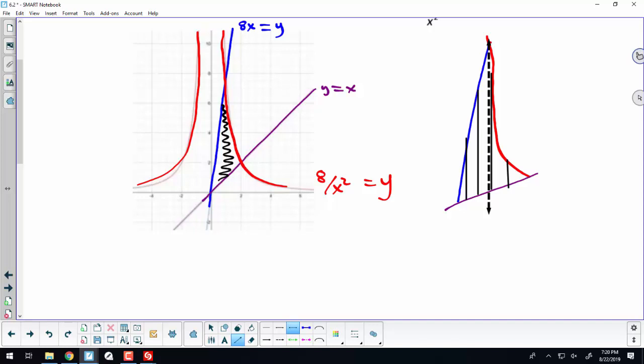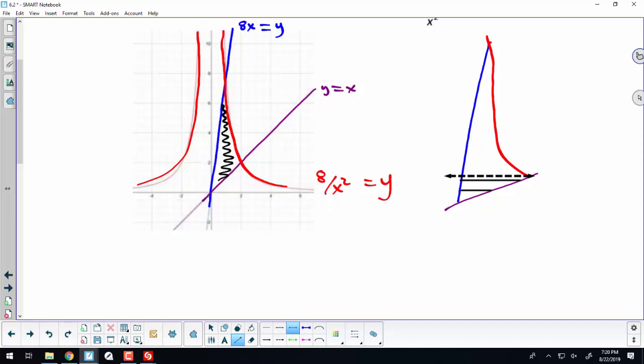Okay. Similar issue if we say, all right, maybe I want to integrate with respect to y. My rectangles then have to run like this. But we also have that transition point where the right and left functions change. So we transition from the right function being purple to the right function being red. So either way, you've got that issue to take care of.